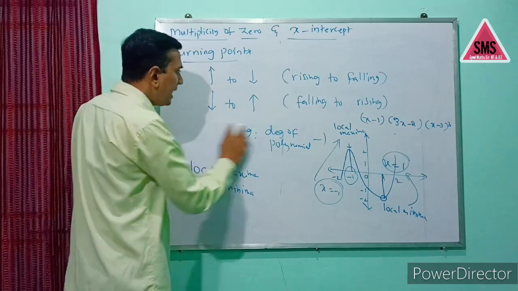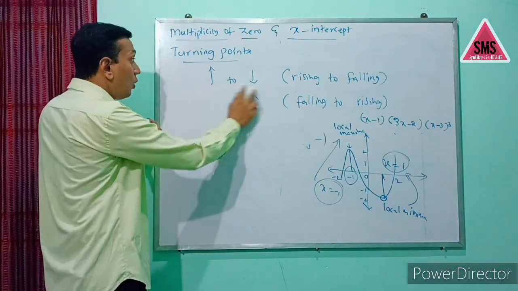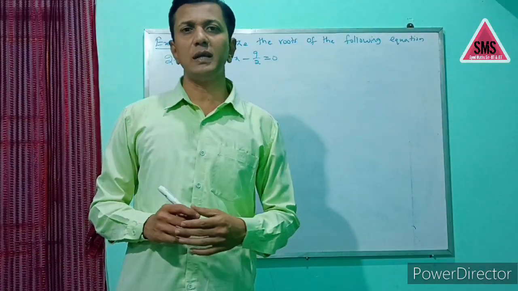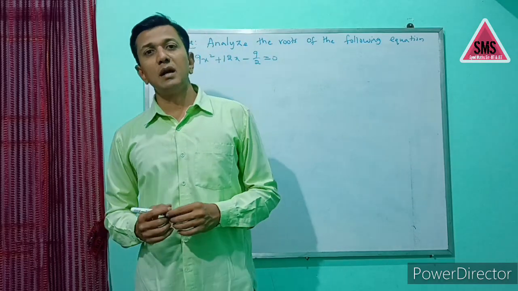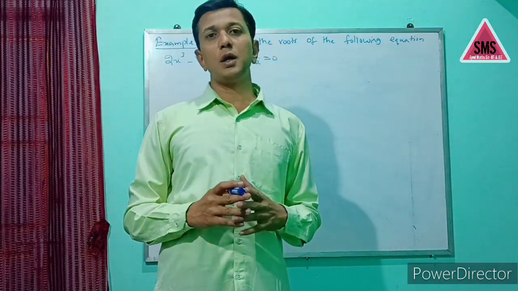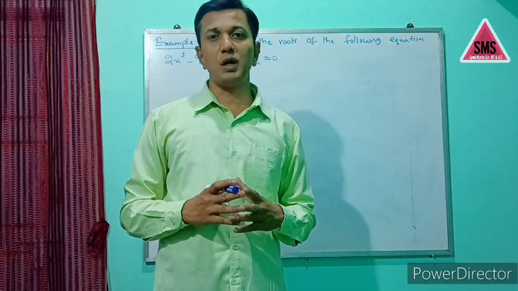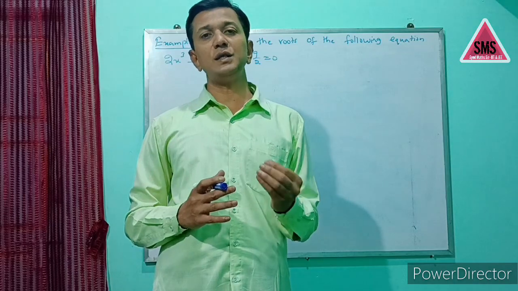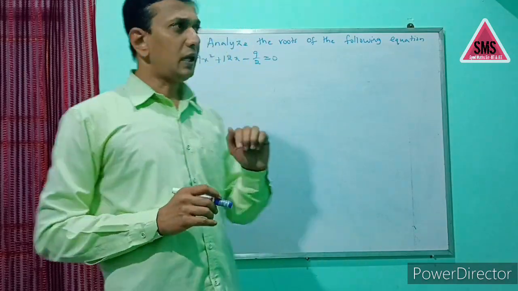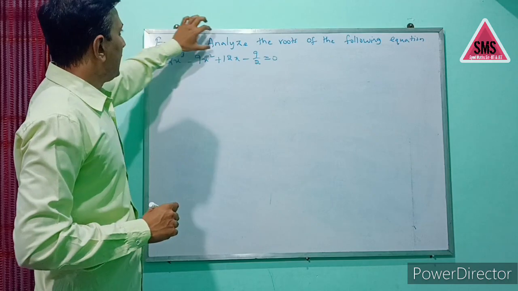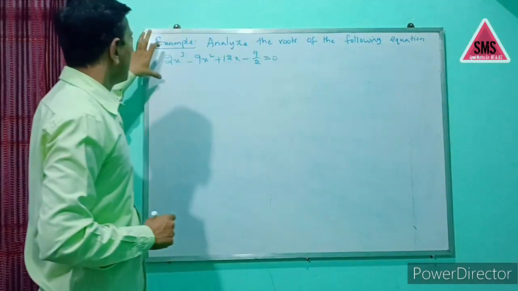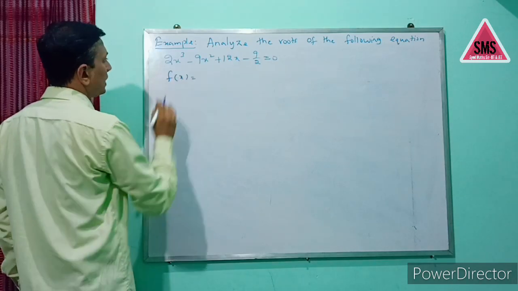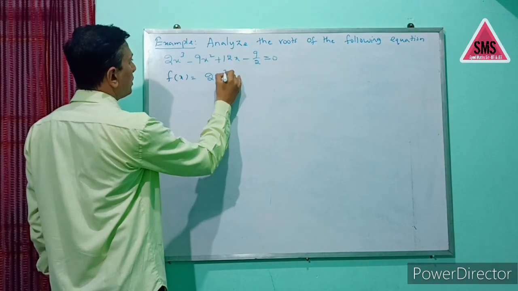So how do we decide how many turning points there are without drawing the graph? Okay, let us discuss one example. Before going to that, I was telling you that the number of turning points can be found from a given polynomial function or equation by taking its derivative, so differentiating the given polynomial. So here we have an example. Analyze the roots of the following equation. Let us consider this equation f of x as a polynomial.